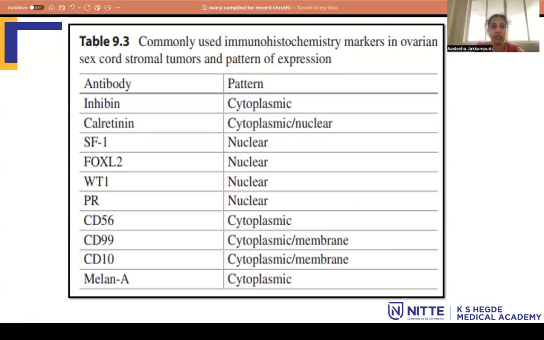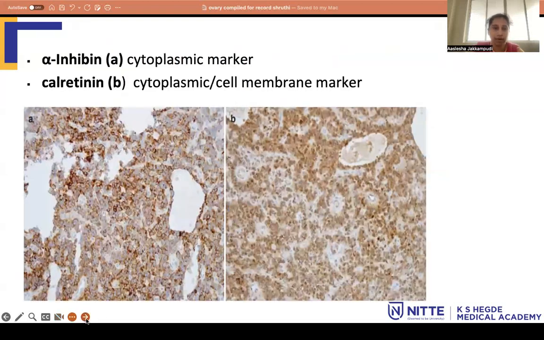So this is the table showing the commonly used marker with the pattern of expression. Inhibin is a cytoplasmic marker. Calretinine is a cytoplasmic and nuclear marker. SF1, FOXL2, WT1, and PR are nuclear markers. CD56 is a cytoplasmic marker. CD99 and CD10 are cytoplasmic or membranous marker. Melan A is a cytoplasmic marker.